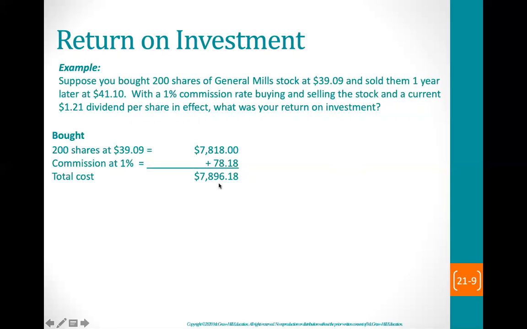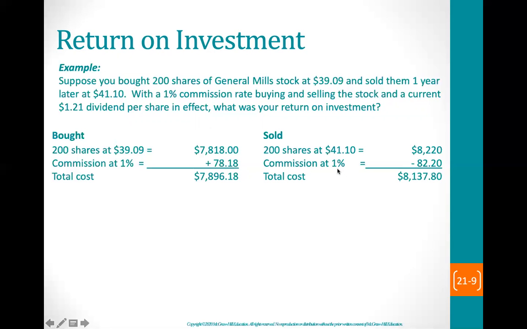We then held those for a year and sold them a year later for $41.10. The 200 shares we sold at $41.10, we sold them for $8,220. But we paid a 1% commission on the sale as well. This time we have to subtract it from our proceeds, because at the end of the day, we only got $8,137.80. We had to pay 1% to our broker. So we had to pay it here, so it costs us more, and then we got less.